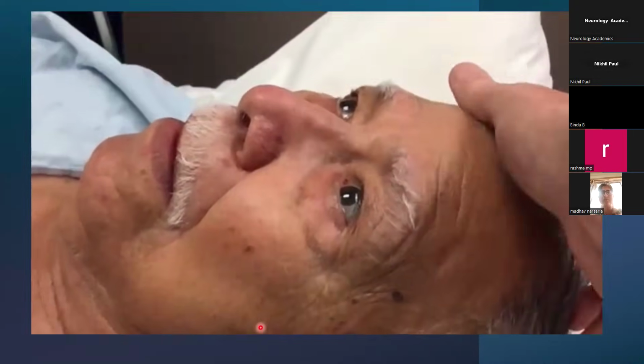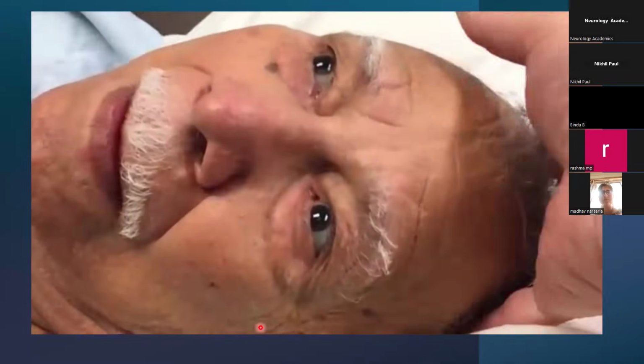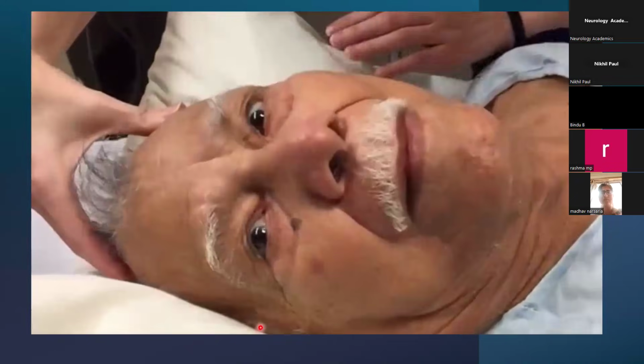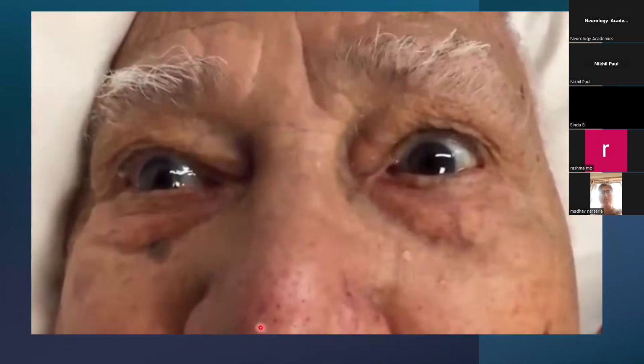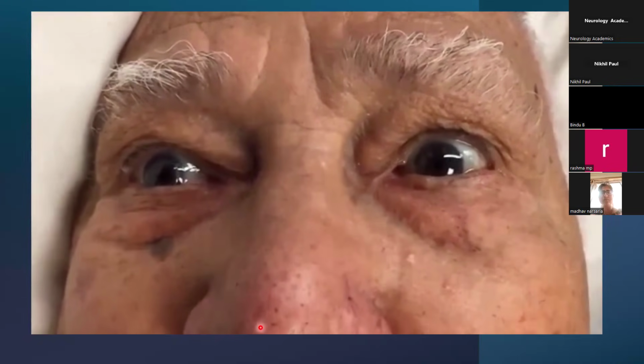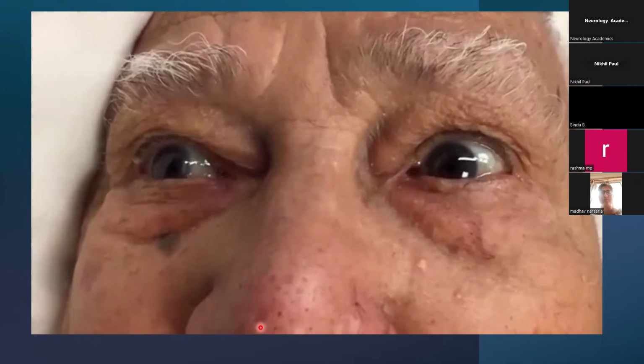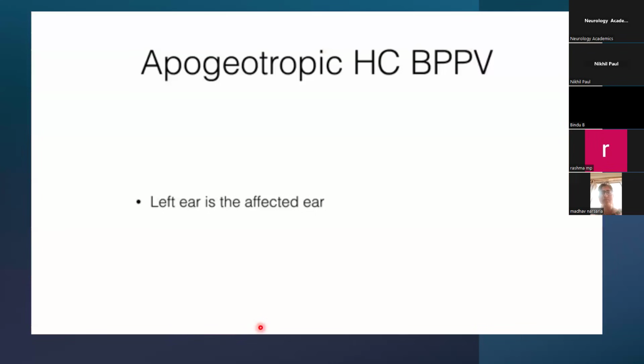And this guy, when we are turning to the left side, the nystagmus is towards the right side. Let's see. It's a very subtle nystagmus, apogeotropic, away from the side we are turning the head. It's an apogeotropic nystagmus to the right side. And when we are moving it to the right side, we are having a nystagmus which is more pronounced than the other one. So this is the normal side. The initial one where we turned, that was the left side, that was the abnormal ear. So left horizontal canal cupulolithiasis.